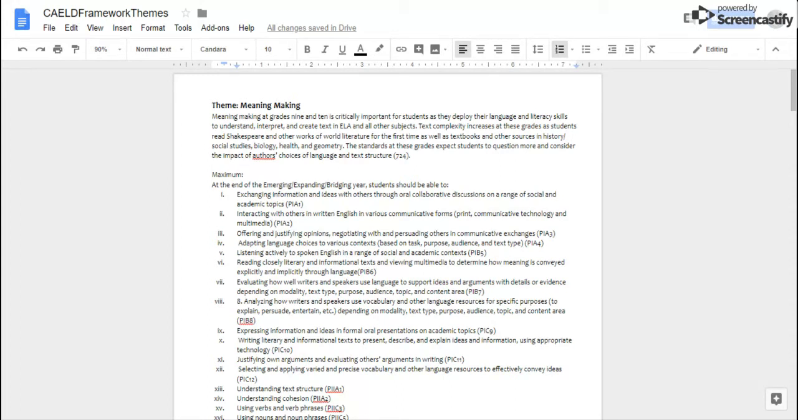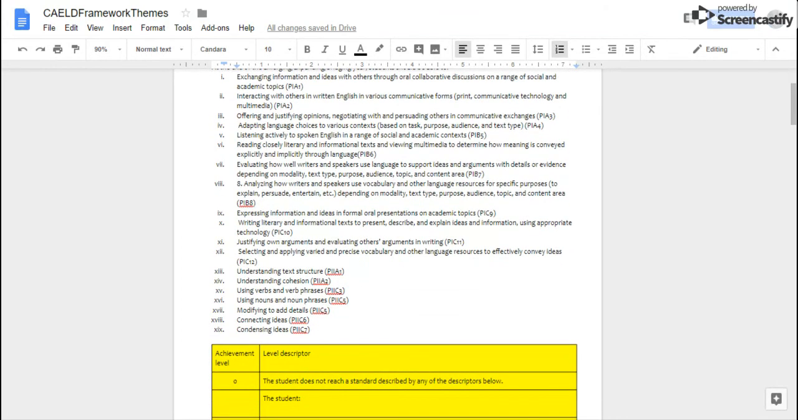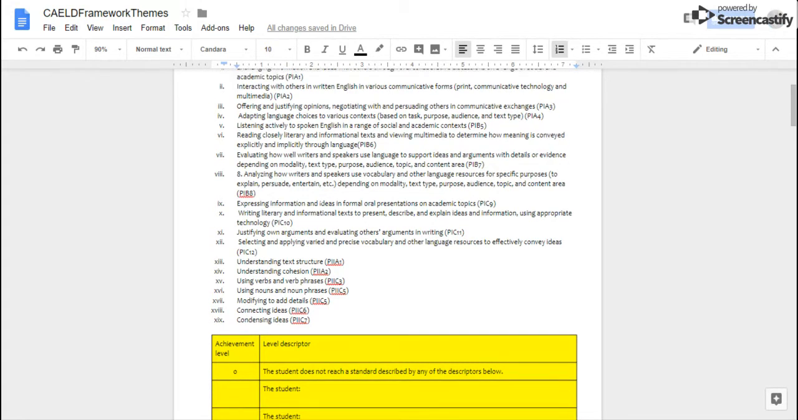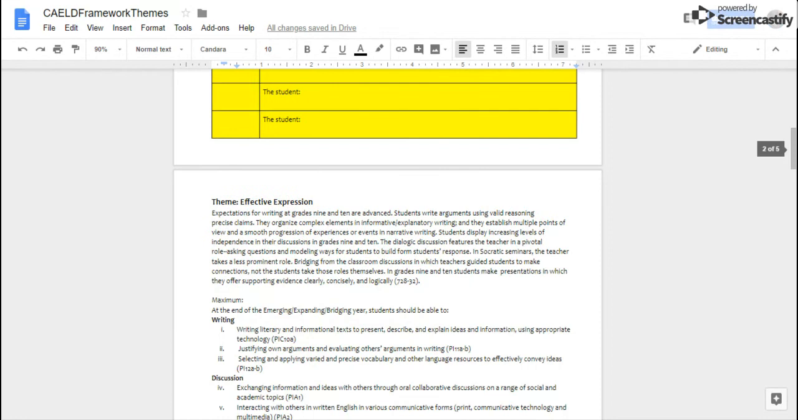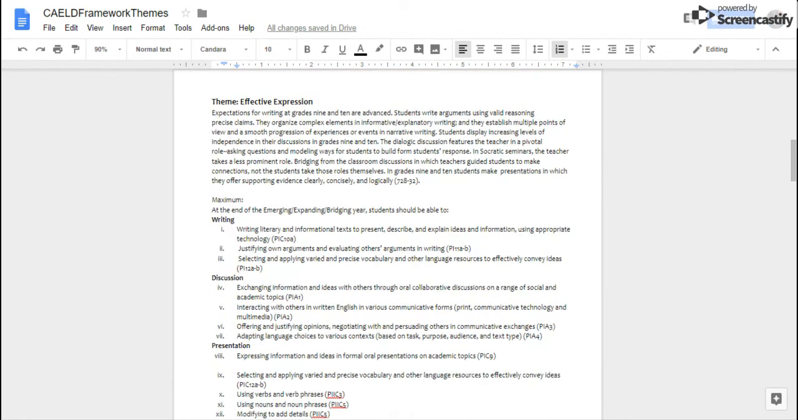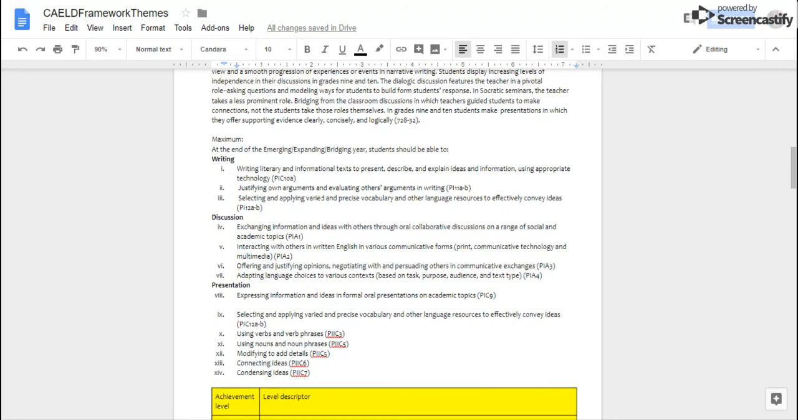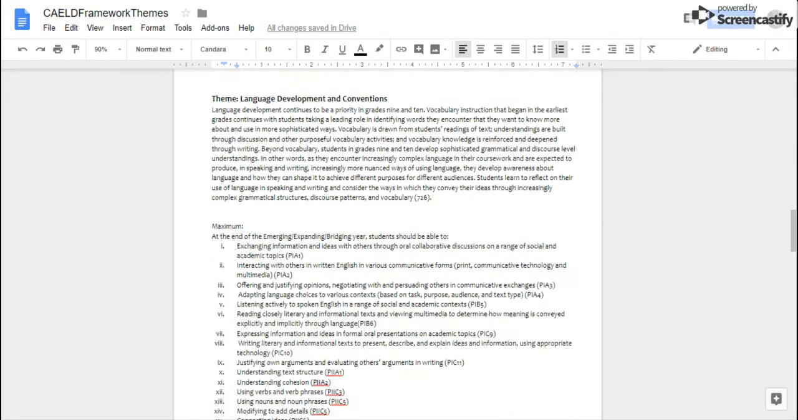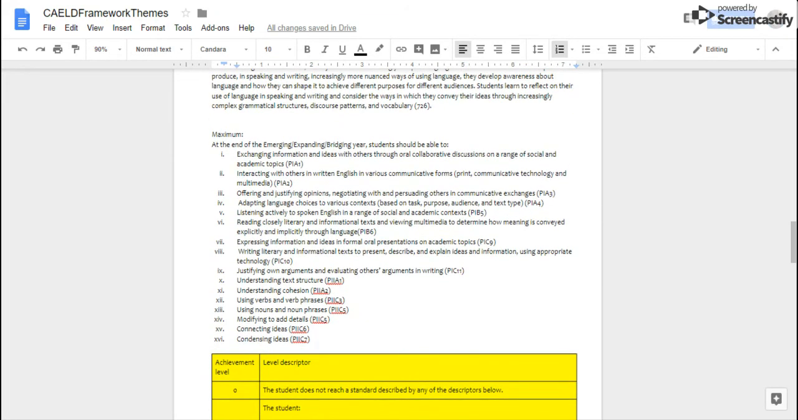Right now, if you see in meaning making, there are 19 ELD standards that would fit in meaning making, but a lot of those ELD standards also appear in the theme effective expression. They repeat all over again because they're written so broadly, or that they include all these things. And then some of those standards you'll see in language development again repeat because they're just all over the place.